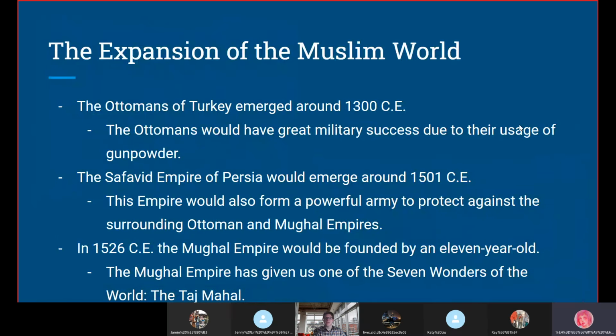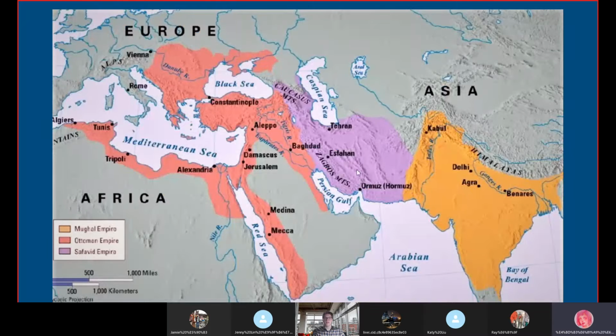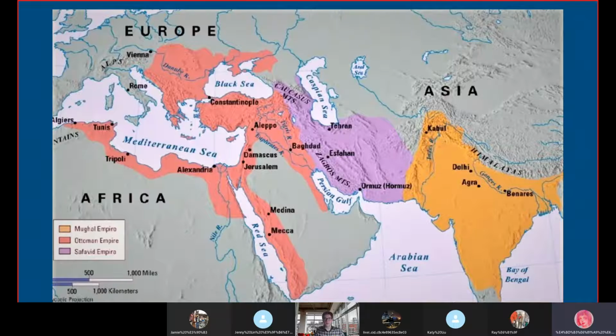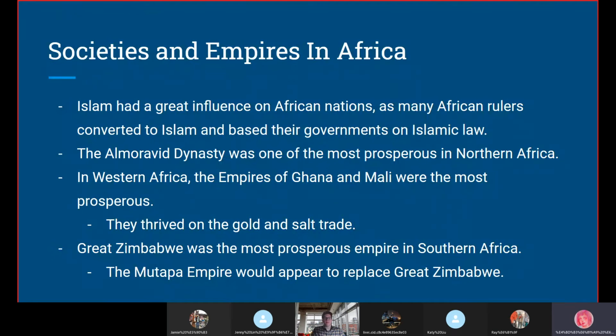And then we talked about the expansion of the Muslim world, and three of the most prosperous civilizations of all time. All three happen to be Muslim: the Ottoman Empire, the Safavid Empire, and the Mughal Empire. And so now we're going to talk about societies and empires in Africa. Muslims also had a great influence on many African nations, converting some African rulers to Islam.